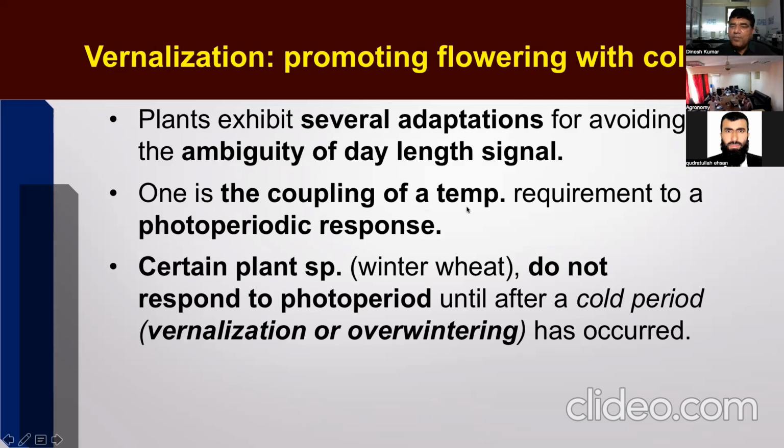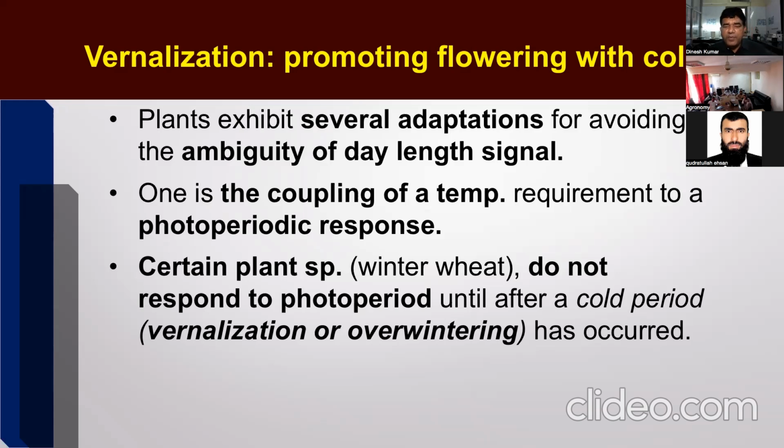One is the coupling of temperature requirement to a photoperiodic response. So sometimes the ideal temperature and ideal photoperiodic responses are to be combined. Certain plant species, like winter wheat, do not respond to photoperiod until after a cold period has occurred. I will give you the example of winter wheat in Europe.